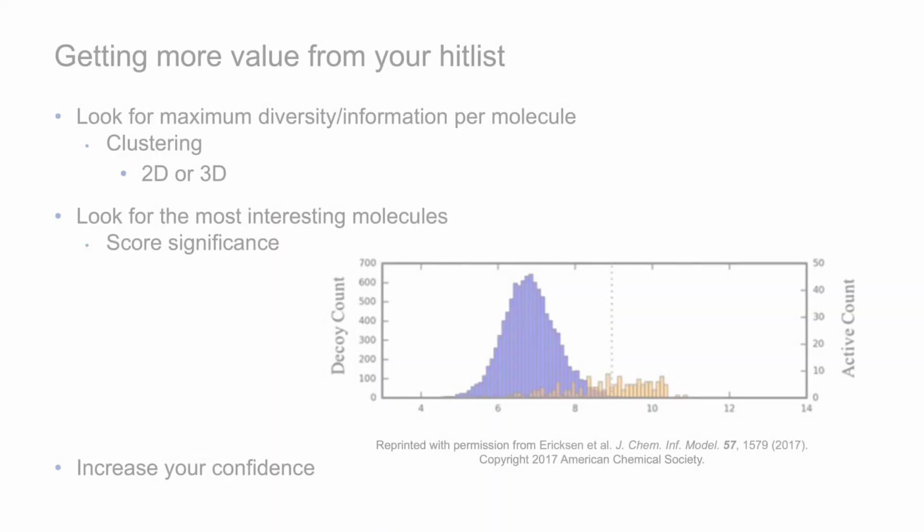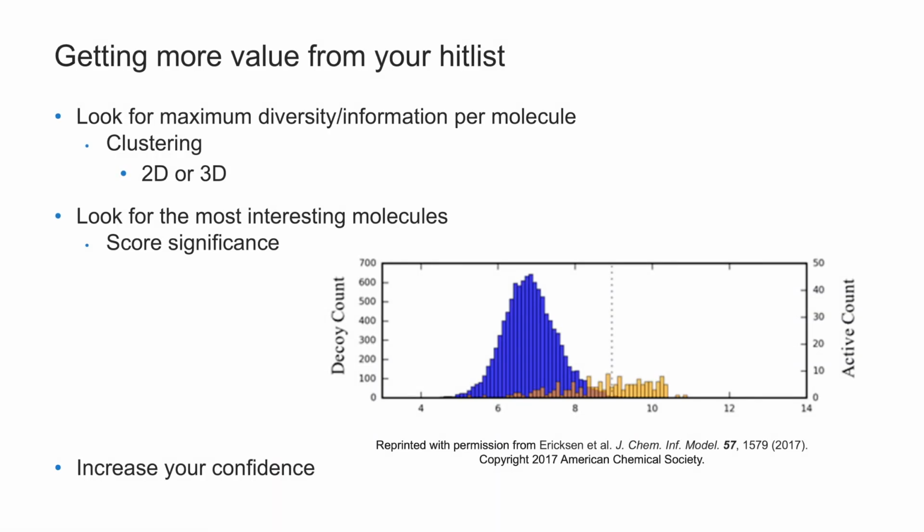So you can look for more value in terms of more information, more structural diversity, either in 2D or in 3D from your hits. You can look for the most interestingly scoring molecules. Again, the hope in any virtual screening technique is that the active molecules here in gold have a different distribution to the inactive molecules here in blue. So look for that difference, to find significantly interesting scoring molecules. You'll always have top scoring molecules, but are they interestingly scoring? And lastly, increase the confidence you have in the decisions that you make. You're making at-risk decisions for money, time, resources. Make sure you maximize your confidence.